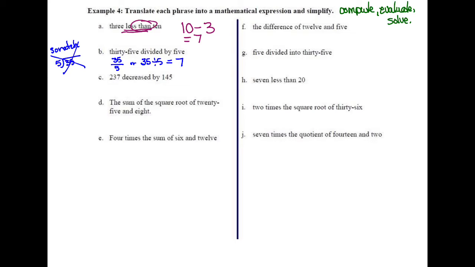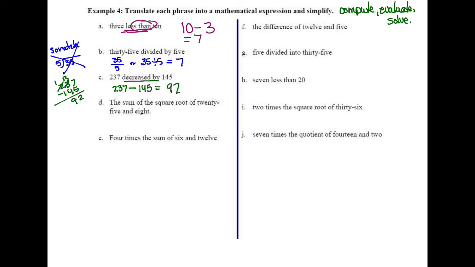All right, C, 237 decreased by 145. So that's a subtract right there, right? We're going to start with 237, and we're going to minus 145. Now off here to the side, I'm going to do my scratch work. 7 minus 5 is 2. 3 minus 4, you can't do it, so we're going to borrow. 13 minus 4 is 9, and 1 minus 1 is 0, so we don't need it. So 92 is my answer.